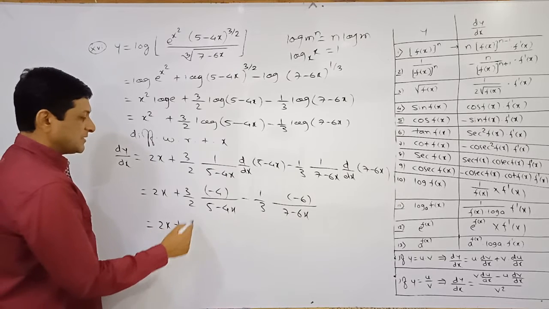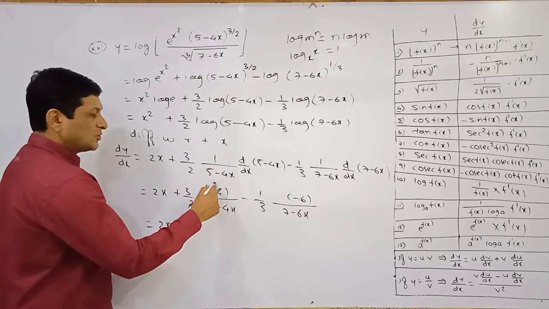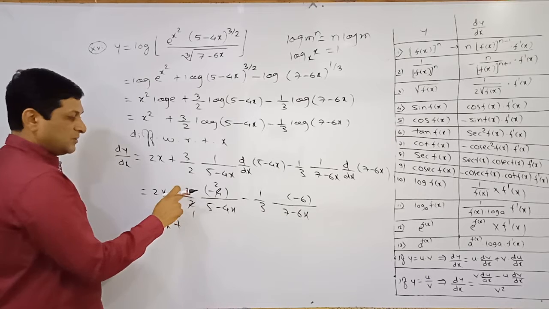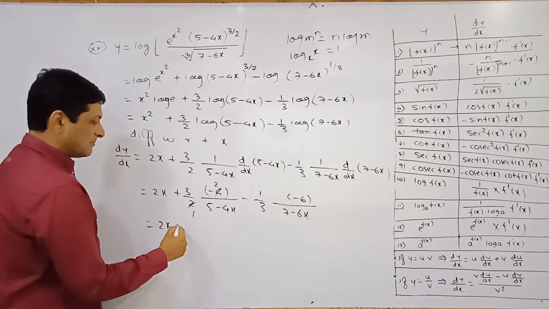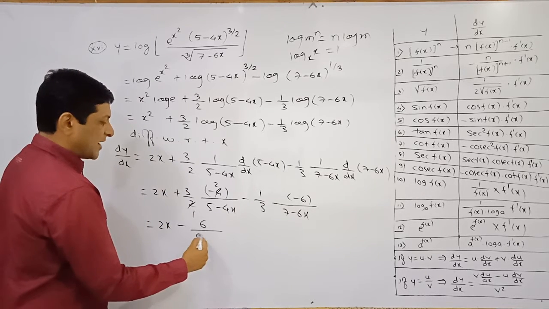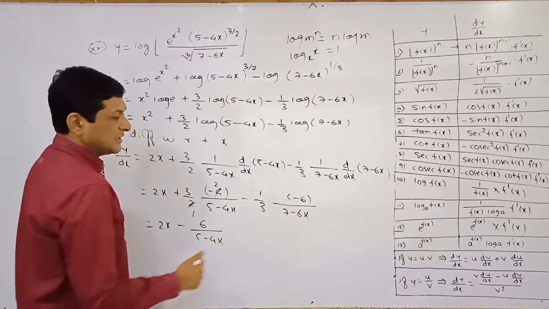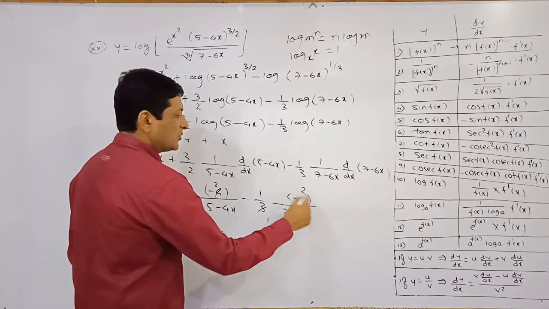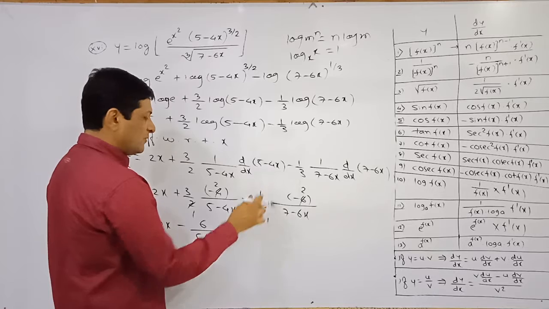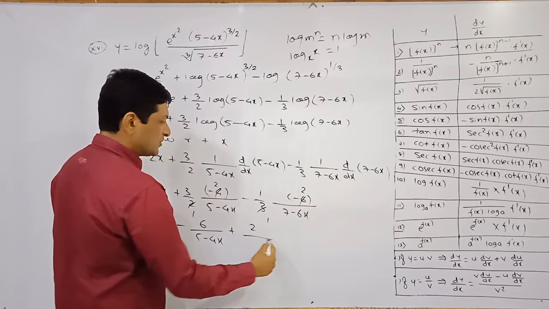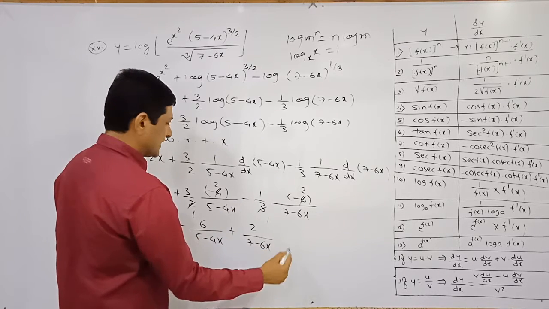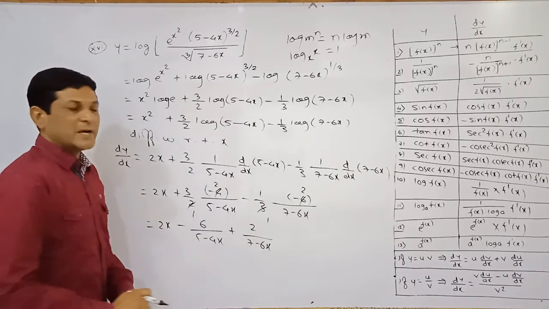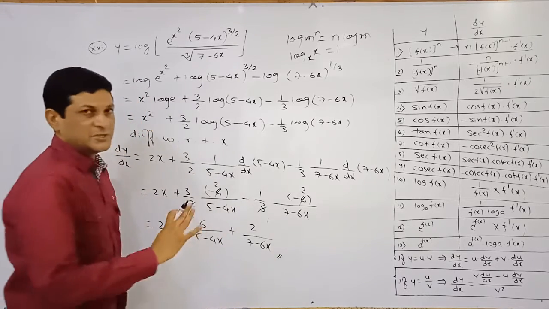Keep this 2x as it is. 2 1s are 2 and 2 2s are 4. And minus 2 into 3 will be equal to what? Minus 6 upon 5 minus 4x, keep it as it is. Here 3 1s are 3 and 3 2s are 6. Minus 2 into minus 1 will be equal to plus 2 upon 7 minus 6x. Now there is nothing to simplify, so this will be our required differentiation.